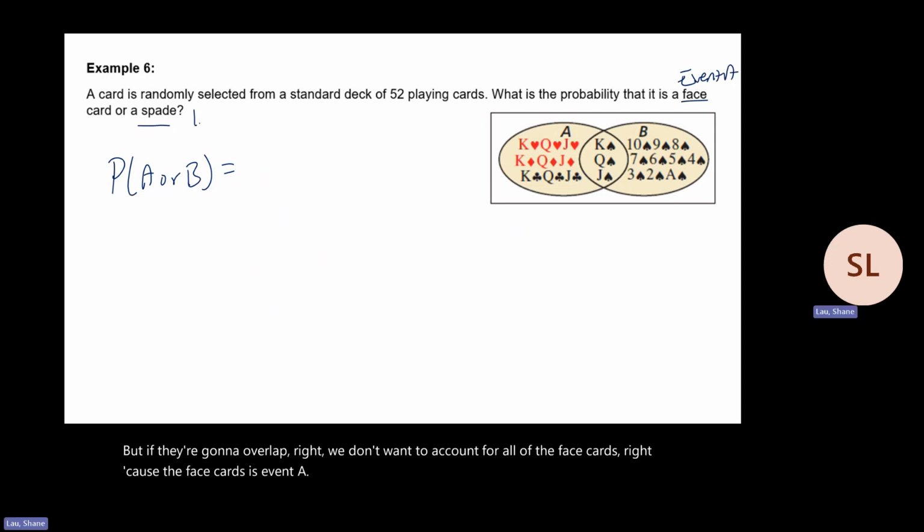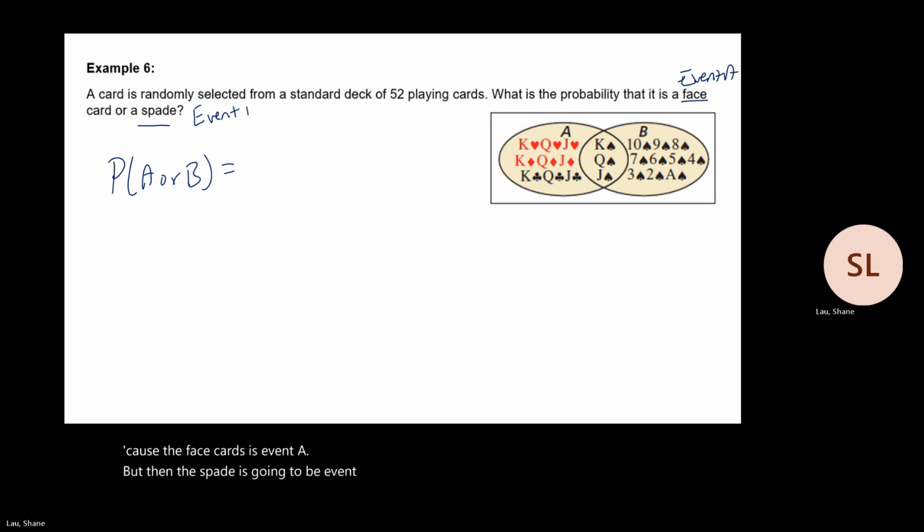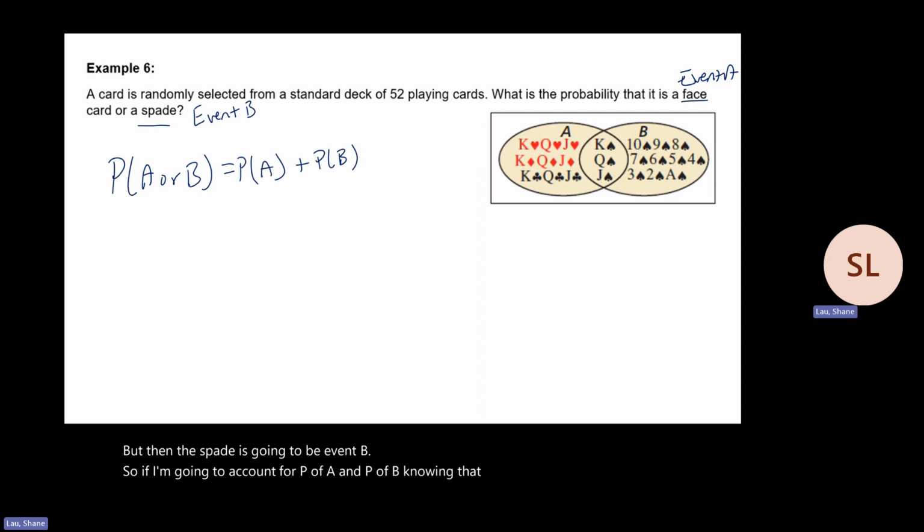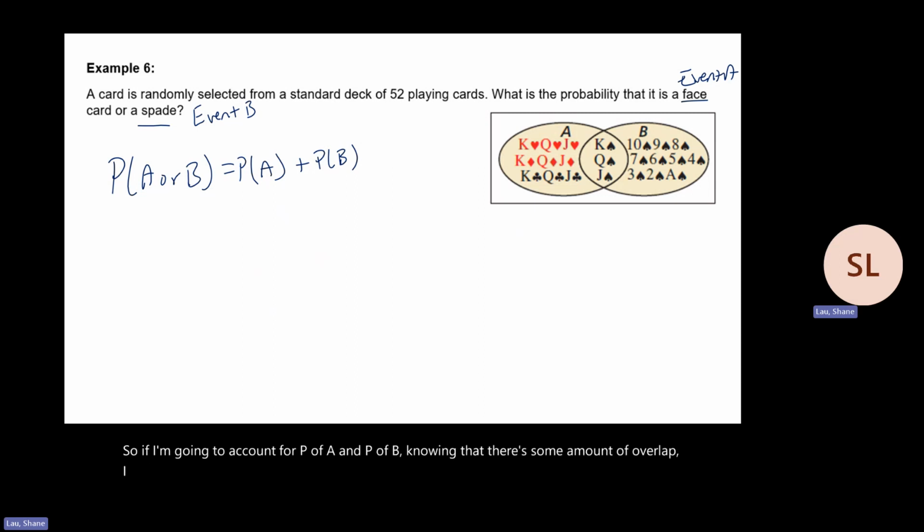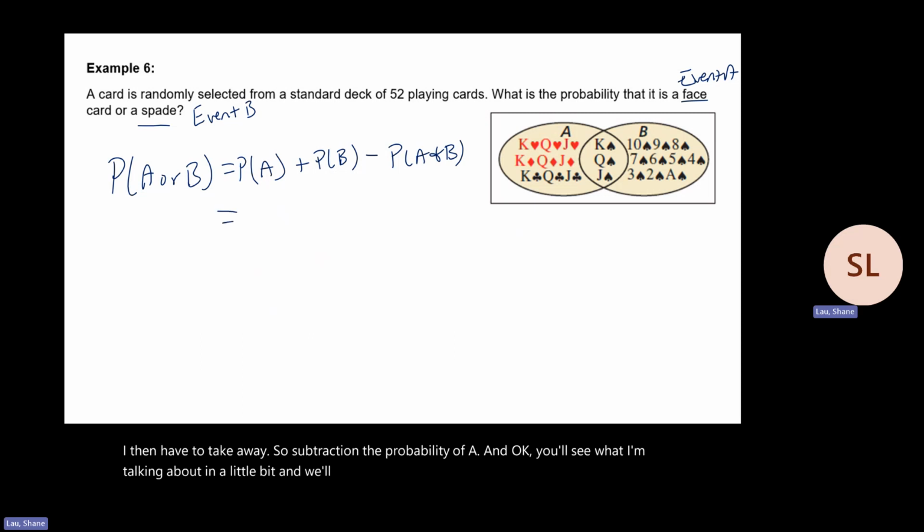But then the spade is going to be event B. So if I'm going to account for P of A and P of B, knowing that there's some amount of overlap, I then have to take away, so subtraction, the probability of A and B. You'll see what I'm talking about in a little bit, and we'll use the diagram to help us out.